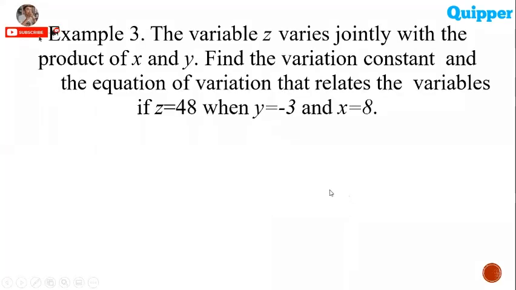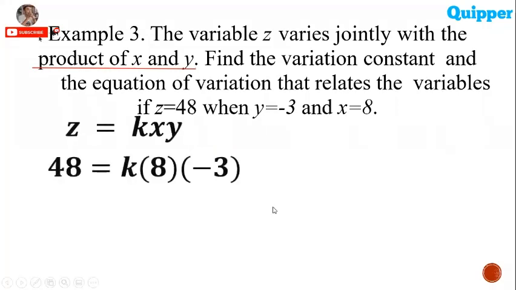Next, the variable z varies jointly with the product of x and y. Find the variation constant in the equation of variation that relates the variables if z is 48 when y is -3 and x is -8. Take note of this statement: with the product of x and y.